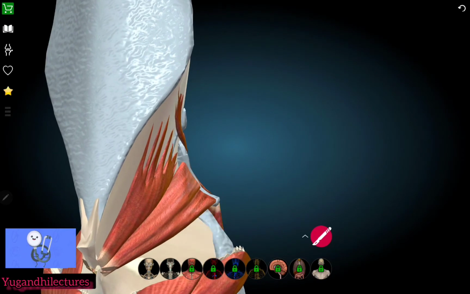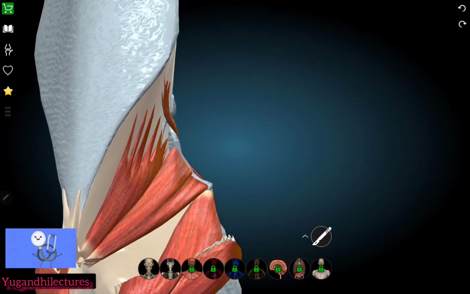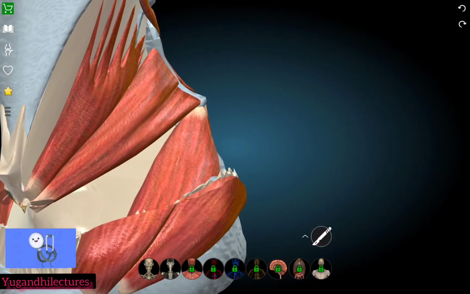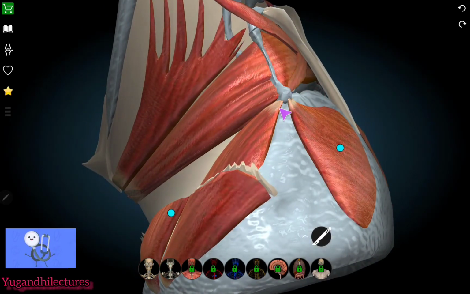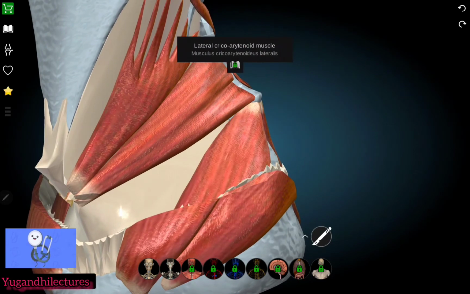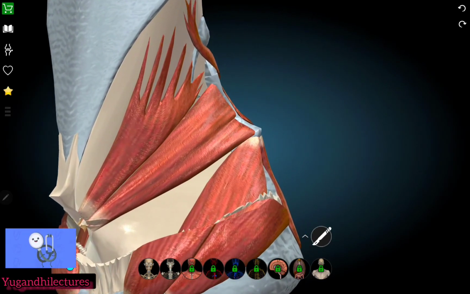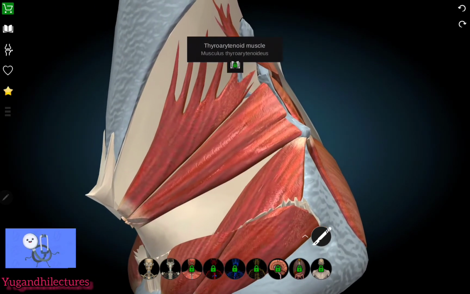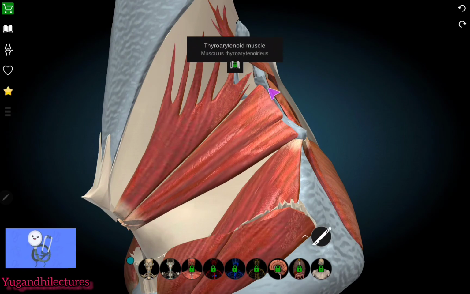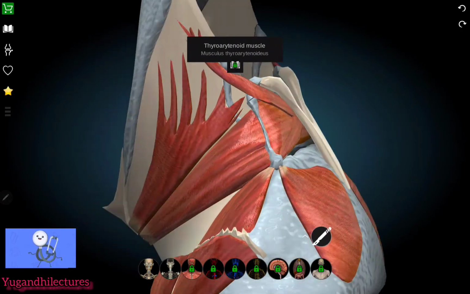So you can see here this is the lateral cricoarytenoid muscle. This anterior portion of the arytenoid cartilage gives attachment to the lateral cricoarytenoid muscle. The arytenoid cartilage on its anterior aspect also gives attachment to the thyroarytenoid muscle. You can see here, this thyroarytenoid muscle is also attached to the arytenoid cartilage.